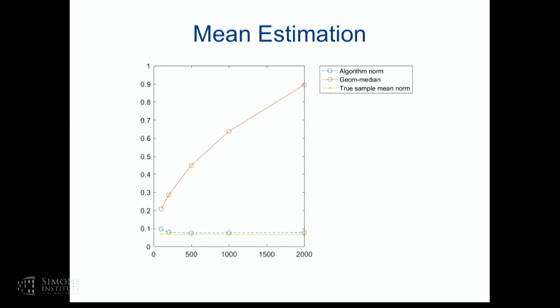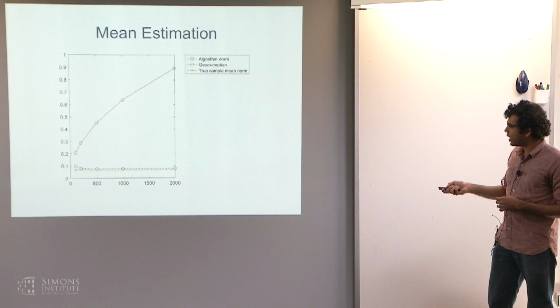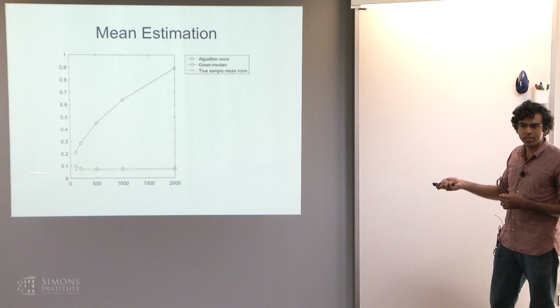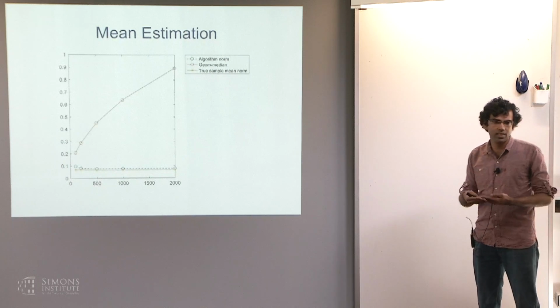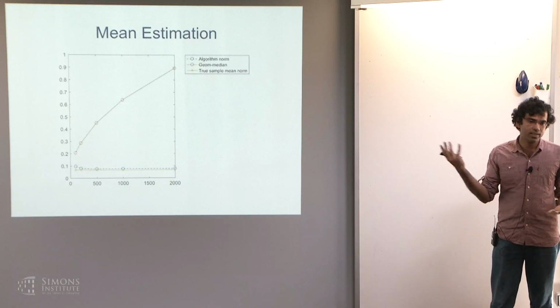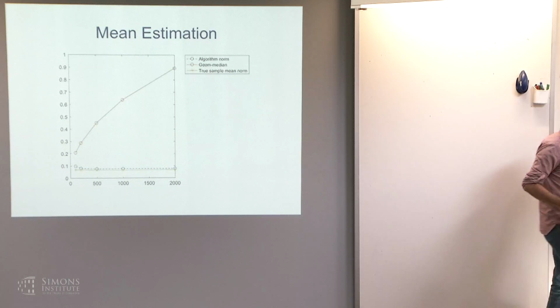So here is a plot where we plotted the geometric median, which is growing with the dimension. The dimension goes up to 2000 here, and blue is the performance of the algorithm, and the last one, yellow, is just the sample mean, where since we know what the noise points are, we just throw away all the noise points and just compute the sample mean. In fact, I can show a demo.